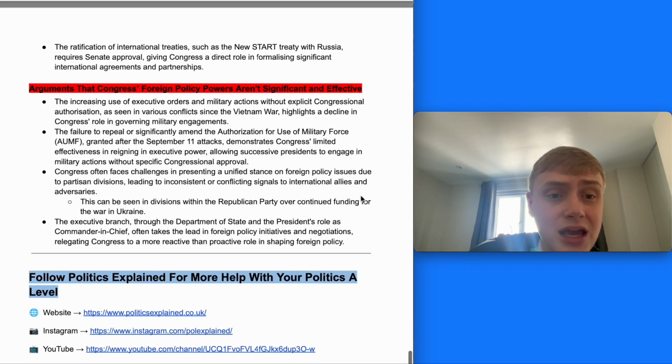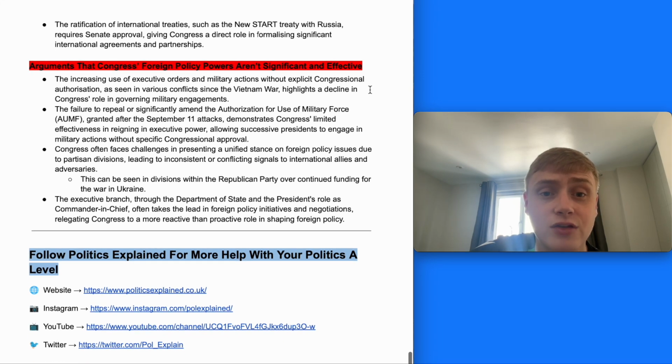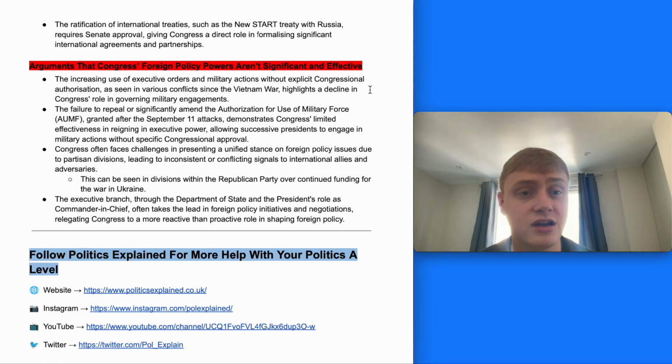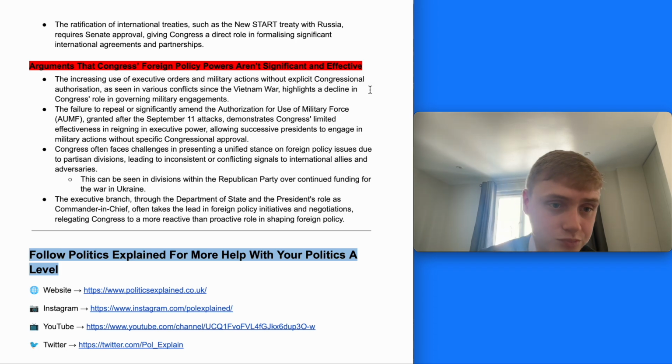The failure to repeal or significantly amend the authorization for the use of military force granted after the September 11 attacks, so 9/11, demonstrates Congress's limited effectiveness in reining in executive power, allowing successive presidents to engage in military actions without specific congressional approval. Congress also faces challenges in presenting a unified stance on foreign policy due to partisan divisions, and this can lead to inconsistent or conflicting signals to international allies and adversaries.